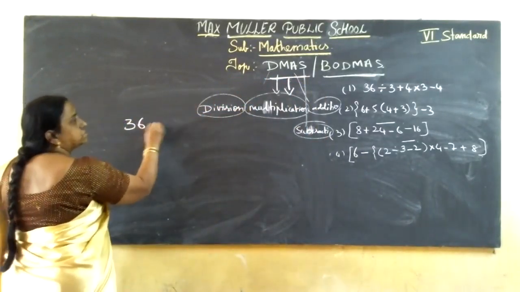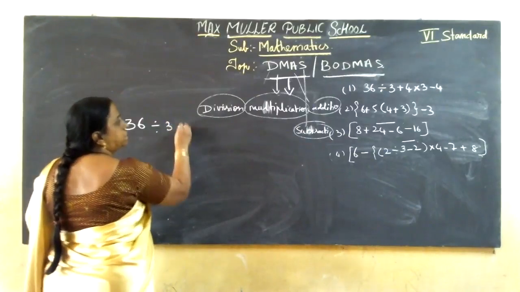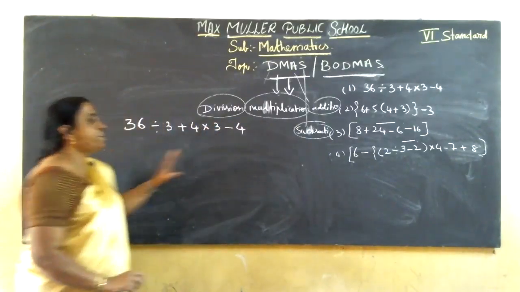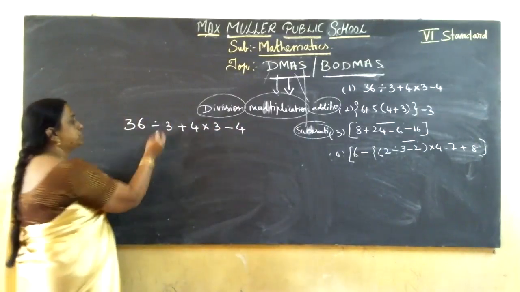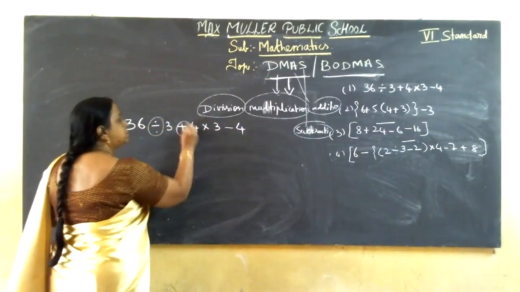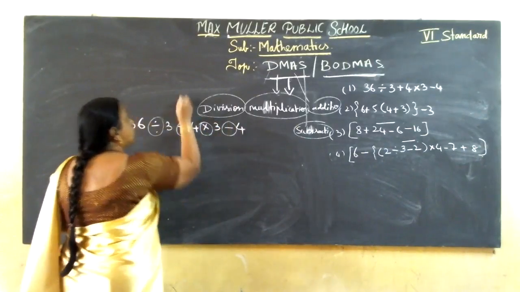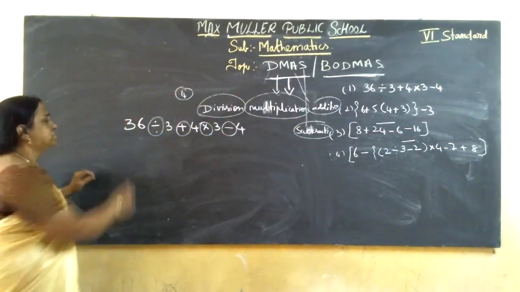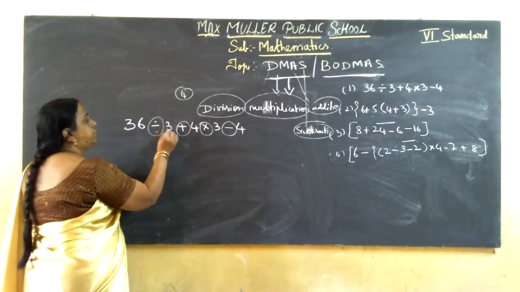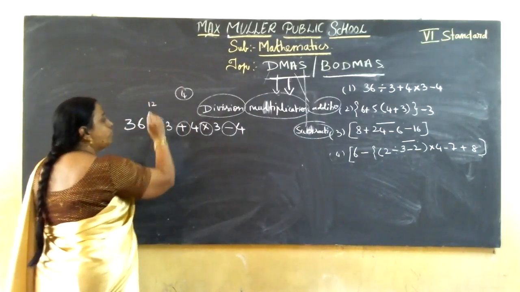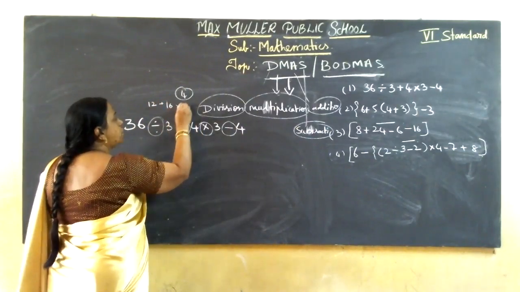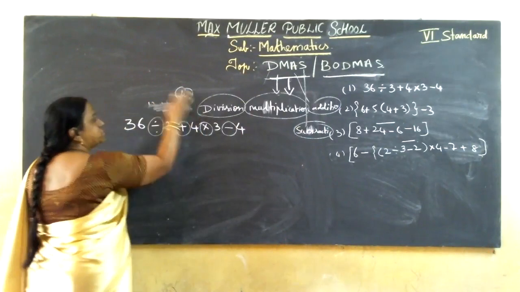Say, for example, the question: 36 divided by 3 plus 4 into 3 minus 4. In this question, division, addition, multiplication and subtraction, all four operations are there. You can't go like this: 36 divided by 3, how much will you get? 12. So 12 plus 4, how much? 16. 16 into 3, how much?